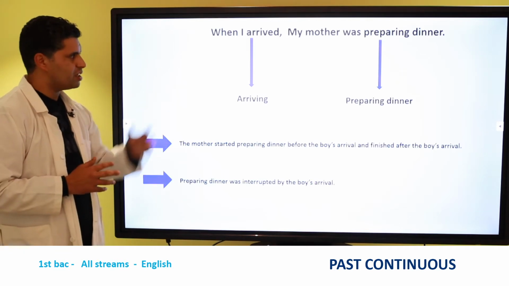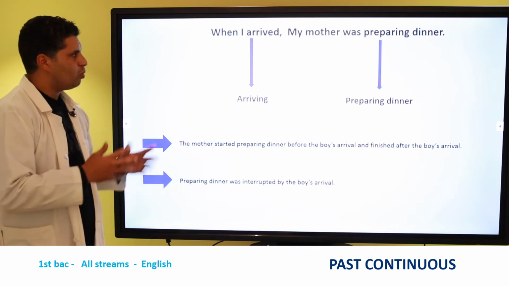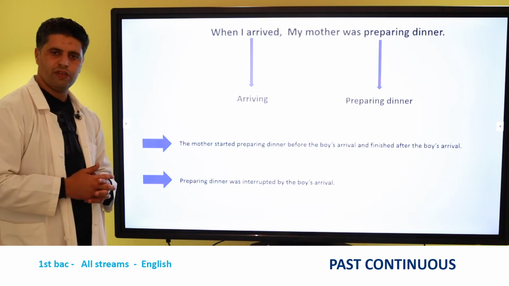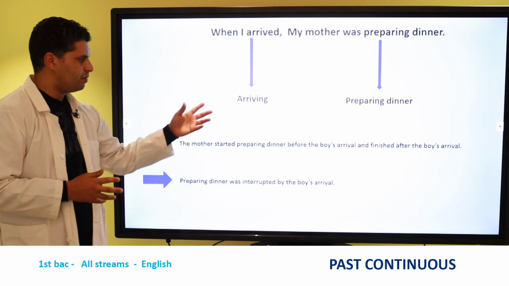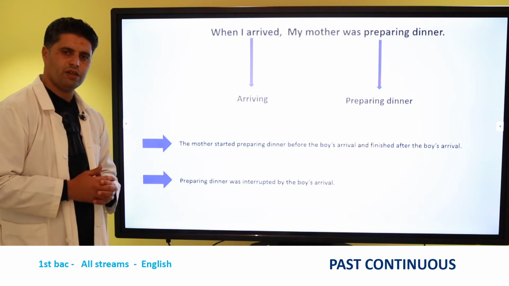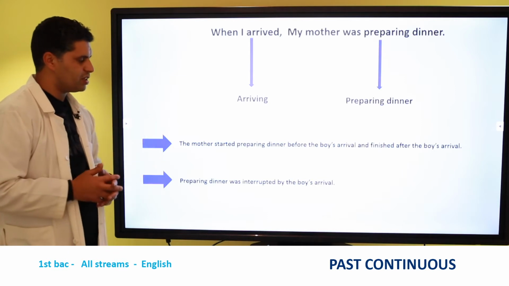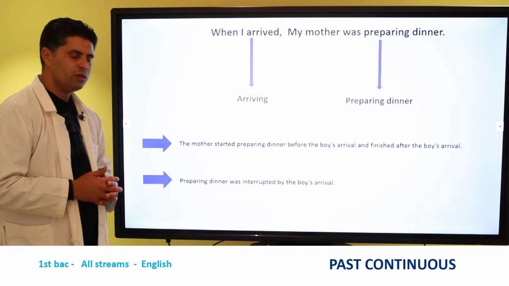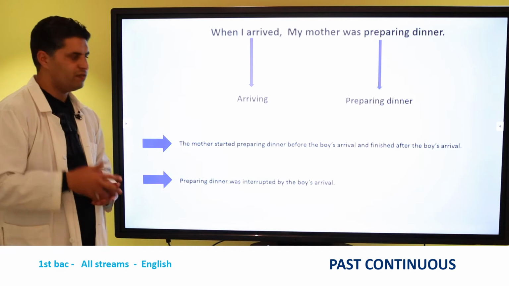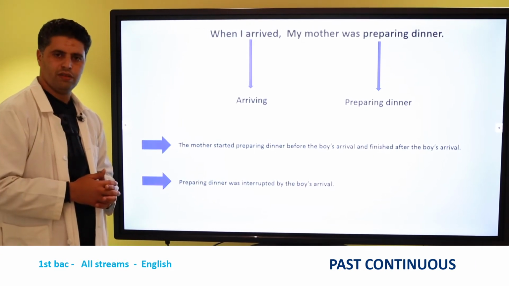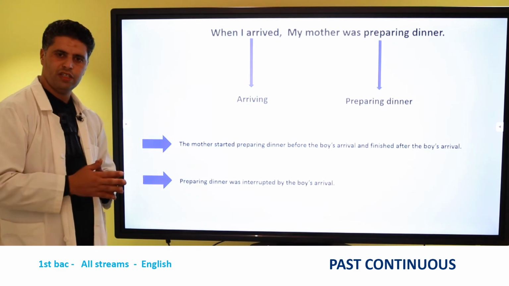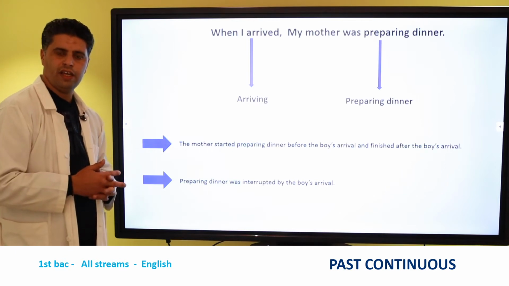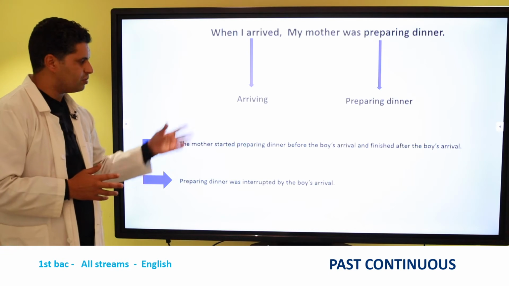Okay? So as you can see, it is the same statement we have just seen. When I arrived, my mother was preparing dinner. So here, as I told you before, we have two actions or two events. We have arriving and we have preparing dinner. So what can we understand from this statement? We can understand that the mother started preparing dinner before the boy's arrival and finished after the boy's arrival. So here we have an action that started before the boy's arrival, and finished after the same action, which is the boy's arrival.